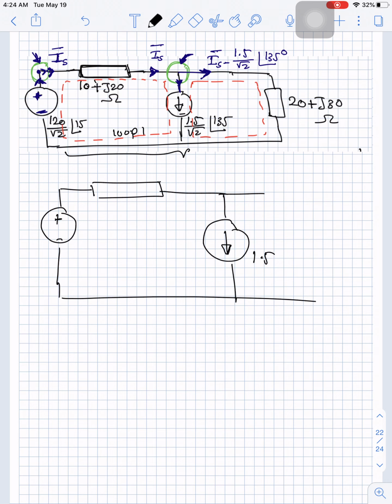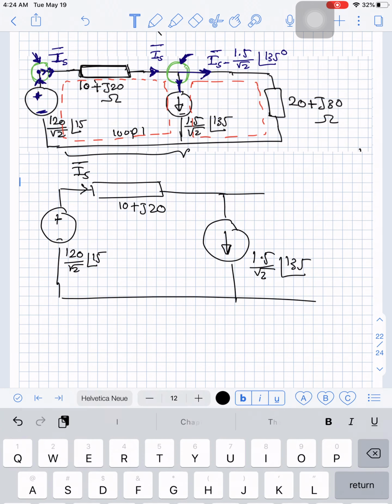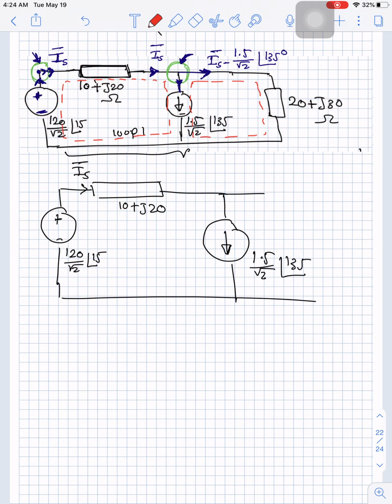this current source is 1.5 over root 2 angle 135. The current here is I source, and the voltage here is 120 divided by root 2 angle 15, and this impedance is 10 plus j20. Now we need to assume the voltages, okay? So the current is going in this direction into an impedance, and impedance means load, because RLC will be treated as load. So this current has to be entering the positive terminal of this load.